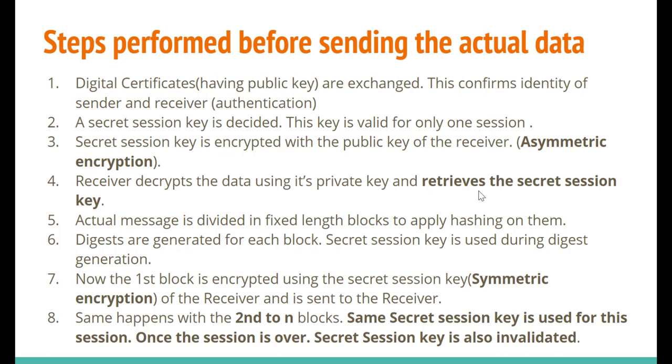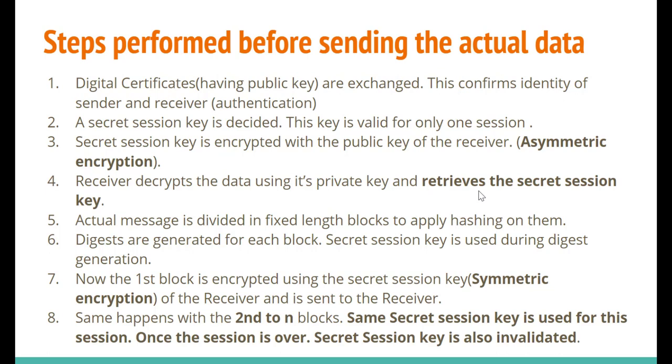That is the reason at step number 5, the actual message is divided into fixed length blocks to apply the hashing on them. Once the digests are generated for each block, the secret session key is used during the digest generation. Now the first block is encrypted using the secret session key, right? So that means during the sharing of the secret session key, asymmetric encryption was used.